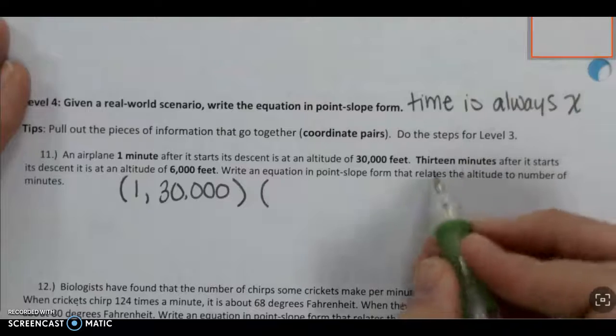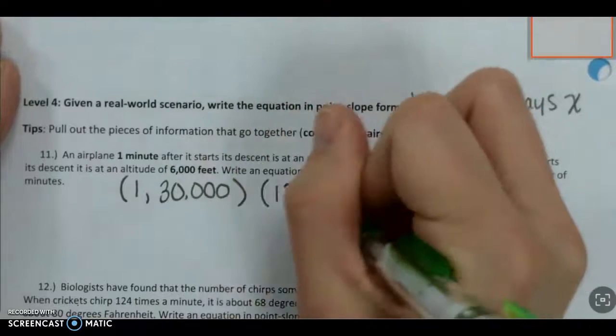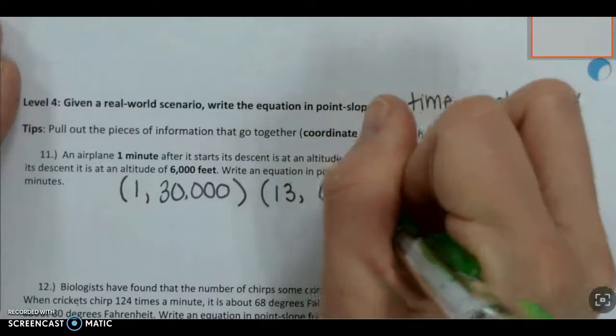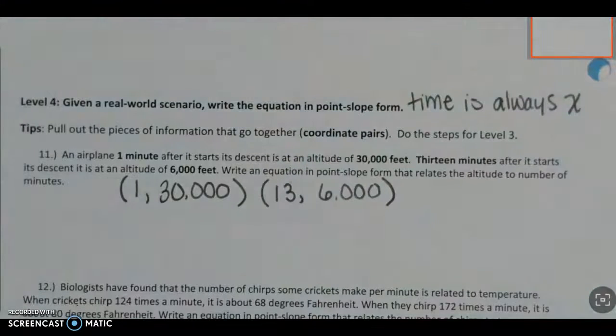Oh, this is nice and bold even. 13 minutes, you're at 6,000 feet. And we're going to do the same process. The numbers can get big. Yes, the numbers can be decimals. Yes, that's totally fine. So you're just going to go ahead and do the same process that we just did.